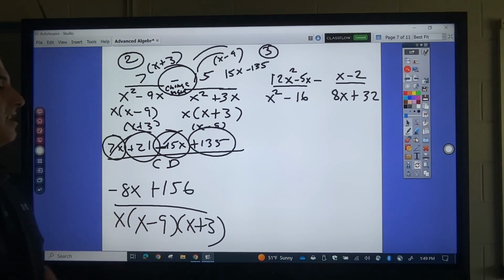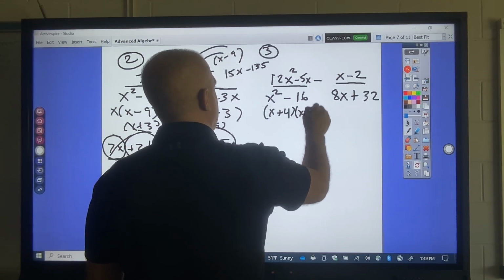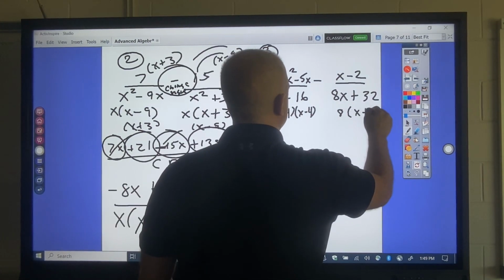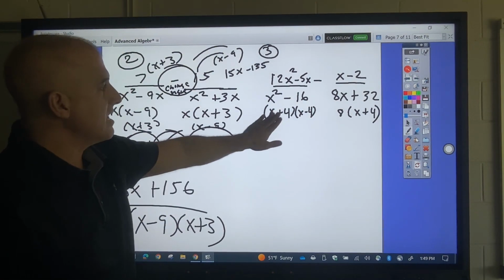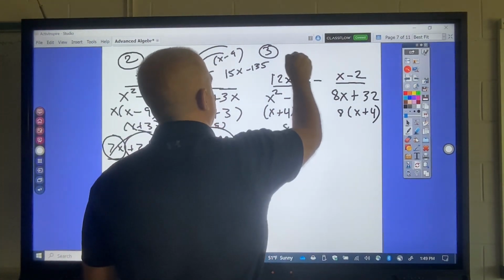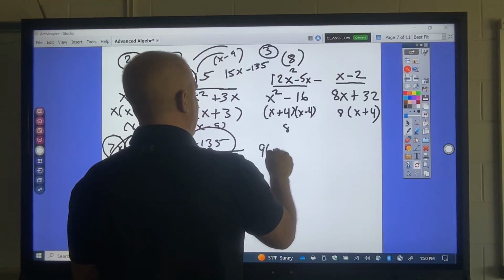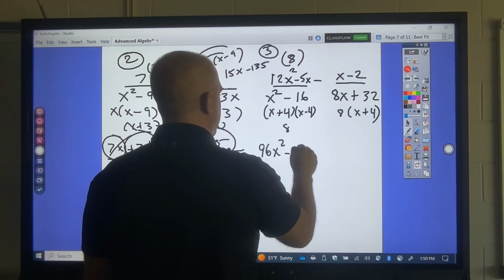Okay? This one I would have to factor to x plus 4, x minus 4. This one I'd have to take out an 8, that's x plus 4. Now, the only thing this is missing, this has an x plus 4 already, is an 8. So I'm going to multiply this side by 8. So 8 times that is 96x squared. 8 times that is negative 40x.